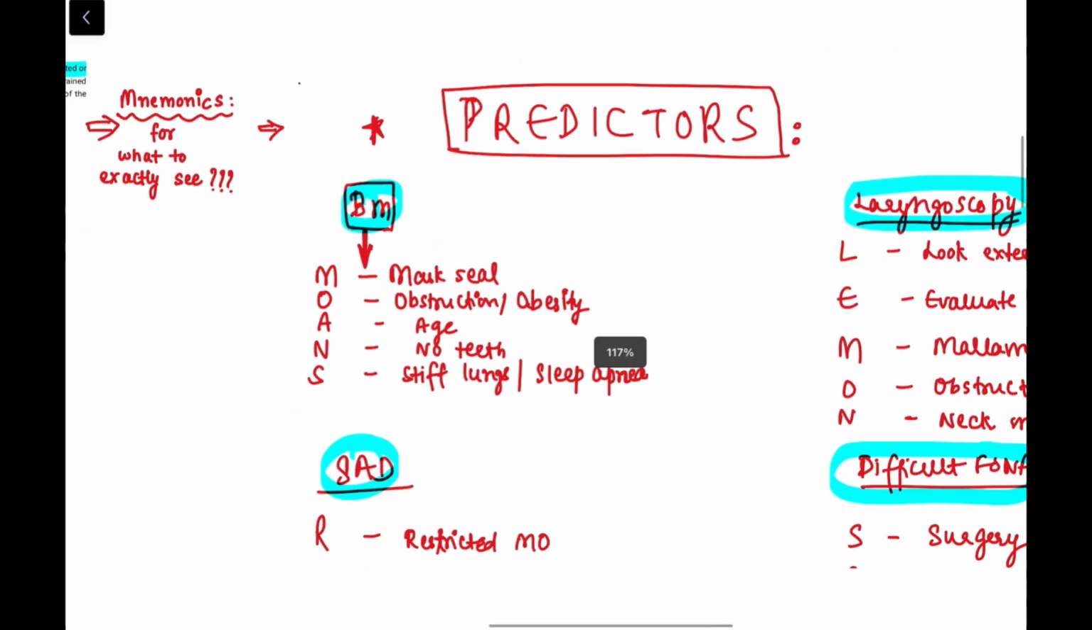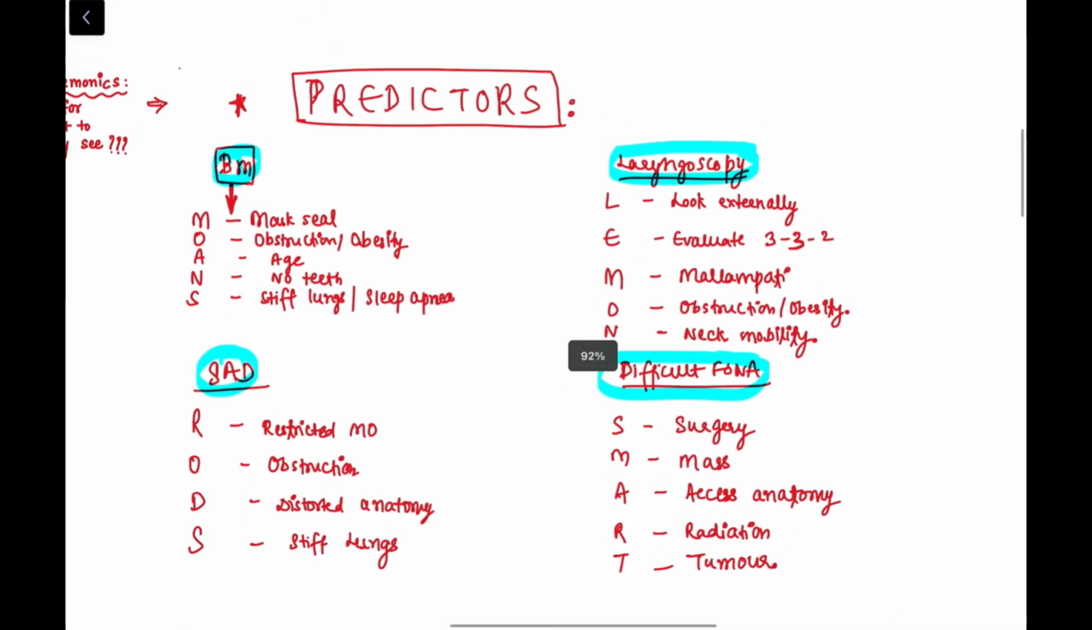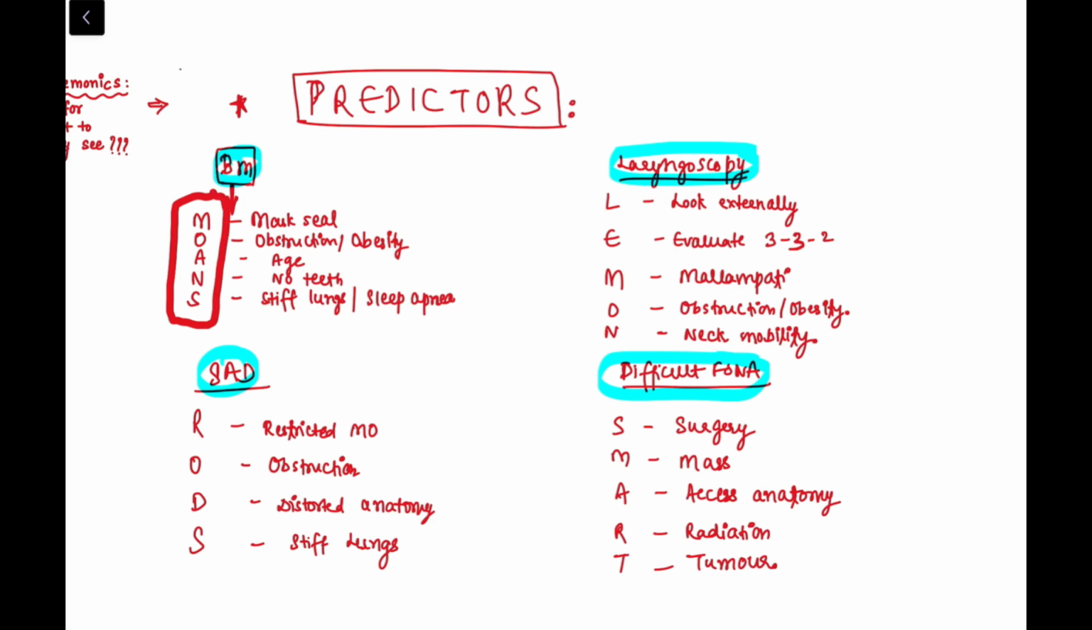Now, I have a mnemonic for all of these individual difficulties, and this is something that a person as an anesthesiologist has to remember lifetime. For the bag mask ventilation, there's a mnemonic called MOANS, MOANS. There's another mnemonic called BONS, which is very similar to MOANS.